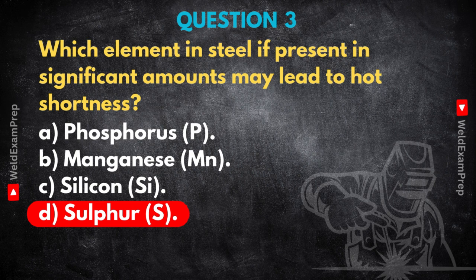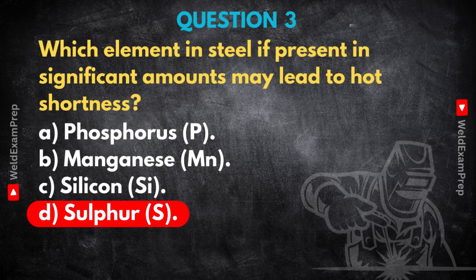Yes, sulfur or S. And hot shortness is exactly what it sounds like. It's when the steel becomes brittle and weak at high temperatures. Like when you're welding it. Precisely. During welding or even hot rolling or forging, instead of deforming nicely, it just cracks. It loses its ductility when it's hot.